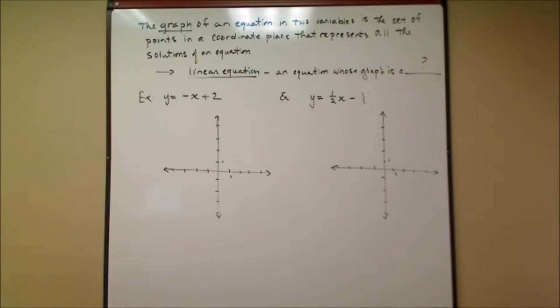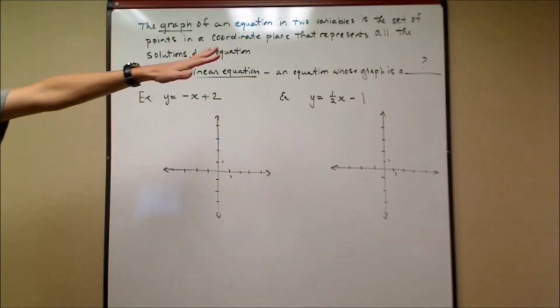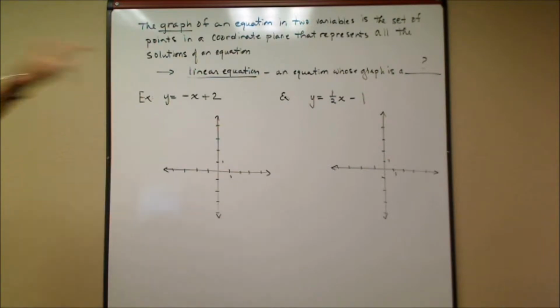Well, the graph is the set of all points in the coordinate plane that represents the solutions of an equation. And the most popular type of equation that you'll see in this course is what's called a linear equation. Now, I've kind of left a blank there. It says a linear equation is an equation whose graph is a, and then there's a blank here.